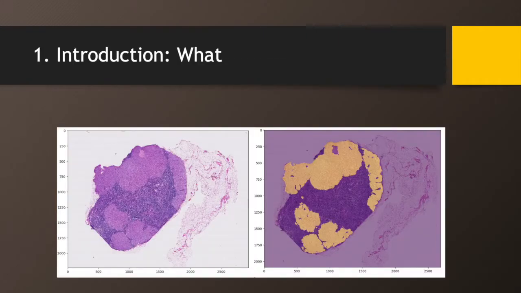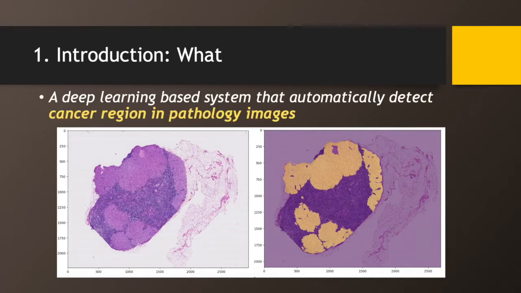Introduction. We first want to answer the question, what is the project about? The project aims to build a deep learning-based system that automatically detects cancer region in pathology images. An example will be the following. On the left-hand side, we have an input image, and the goal is to predict something similar to the one on the right. The yellow region is the detected cancer regions.